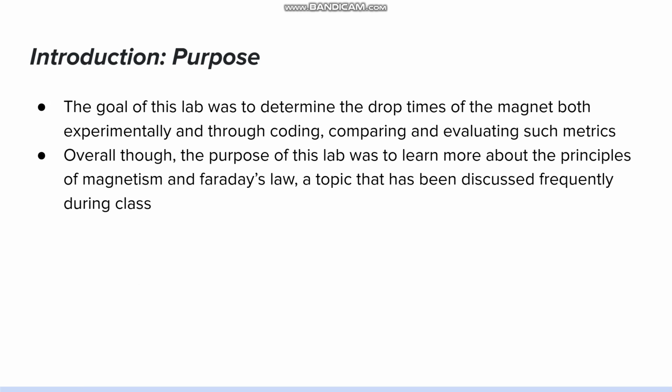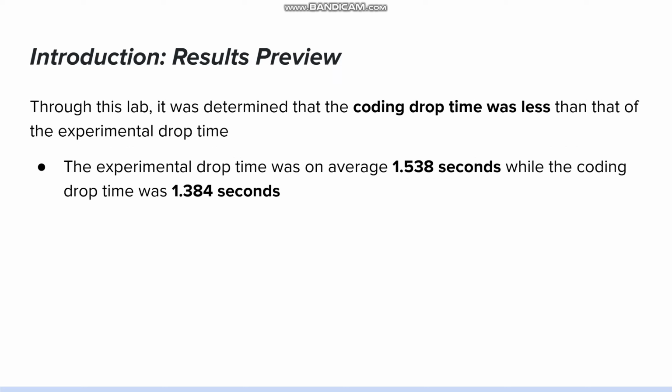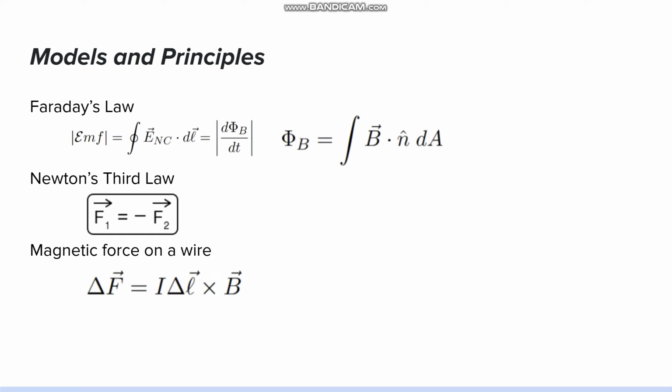Purpose. The goal of this lab was to determine the drop times of the magnet both experimentally and through modeling, comparing and evaluating such metrics. Overall, though, the purpose of this lab was to learn more about the principles of magnetism and Faraday's law, a topic that has been discussed very frequently during class. Results preview. Through this lab, it was determined that the model drop time was less than that of the experimental drop time. The experimental drop time was on average 1.538 seconds, while the model drop time was 1.384 seconds.